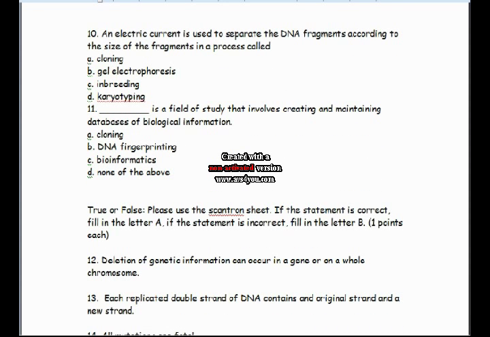Number 10, an electric current is used to separate the DNA fragments according to the size. Is a process called what? And that is gel electrophoresis. Letter B.